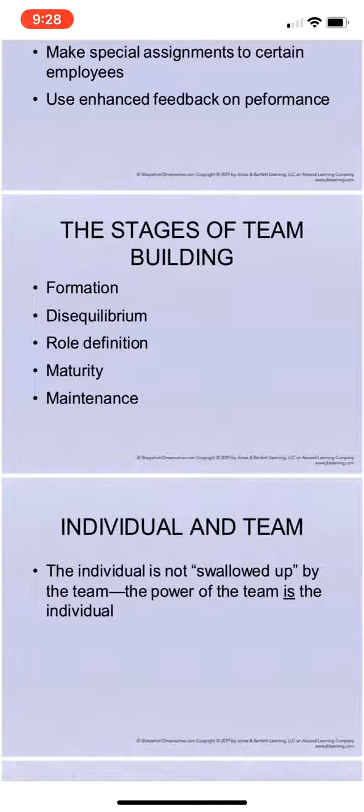Next step is disequilibrium. In this second stage of team building, most of the people in the group are functioning as individuals according to their own needs, desires, and capabilities. They may be doing their jobs well, but they are doing them as individuals. Many do not yet see themselves as part of a team. With each other, they tend to be competitive more than cooperative.